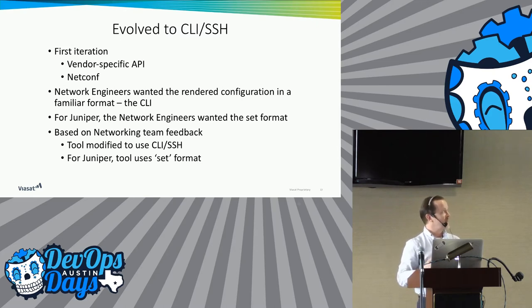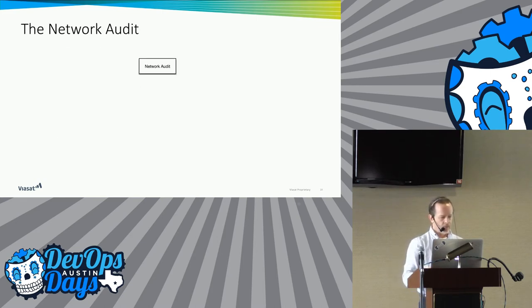So based on that feedback from the first iteration of the tool, I decided I'm going to develop the next generation using CLI. It's going to have an output that you're familiar with, and you're going to know, as I talk further about the tool, exactly how this is going to impact the network. Okay, so that's the background for the audit tool.